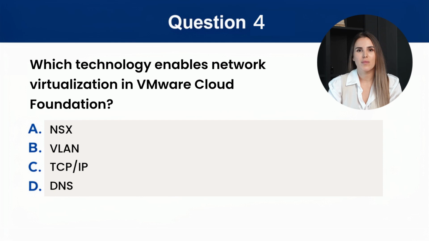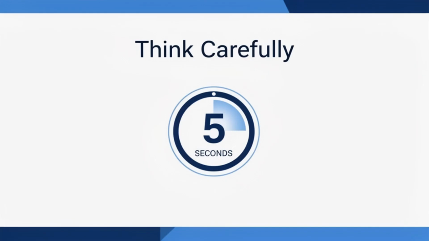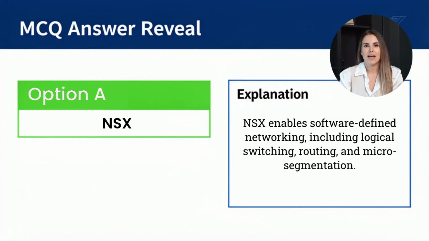Question 4. Which technology enables network virtualization in VMware Cloud Foundation? A. NSX. B. VLAN. C. TCP/IP. D. DNS. Pause and look for the VMware native networking solution. The correct answer is A. NSX. NSX enables software-defined networking, including logical switching, routing, and microsegmentation.